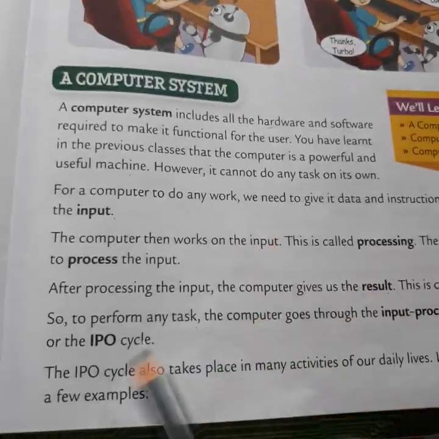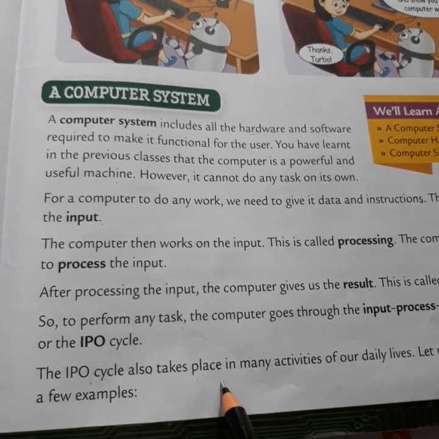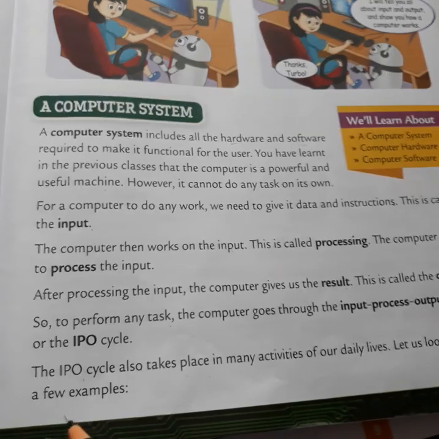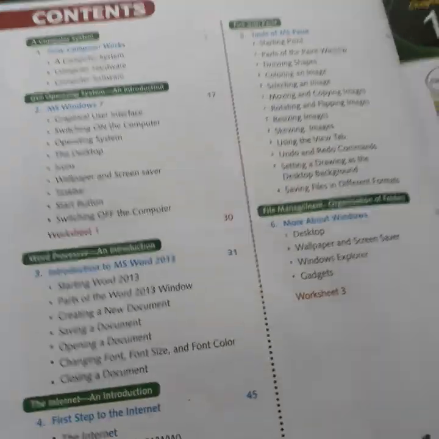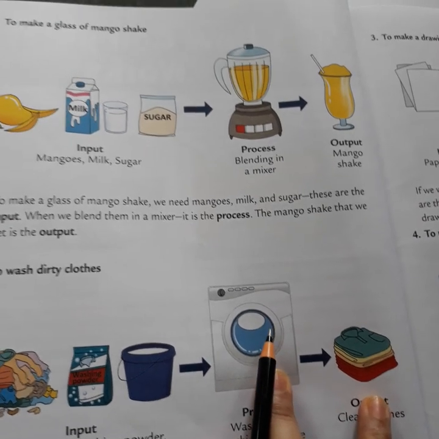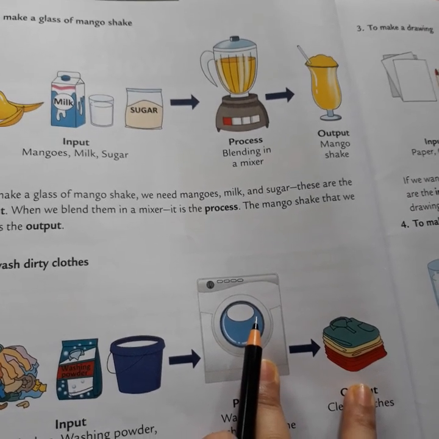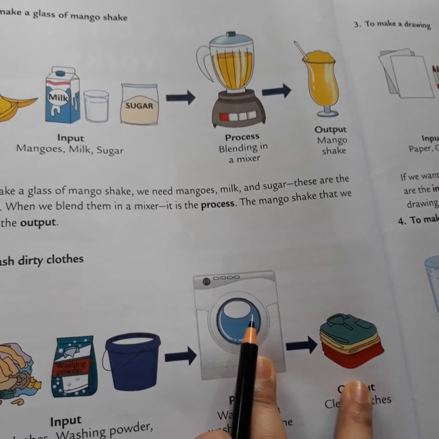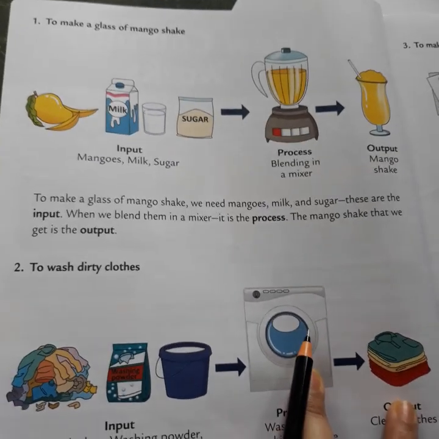Next, the IPO cycle also takes place in many activities of our daily lives. Let us look at a few examples. So just go through these pages. There are a few examples. Okay, in every activity that your mother or father is doing at home, you can see that with the help of this IPO process, we get the result.